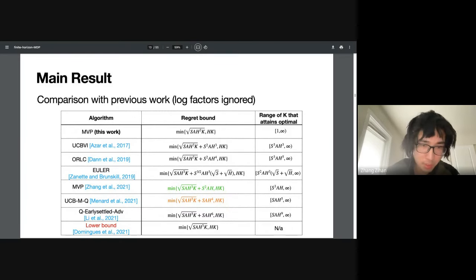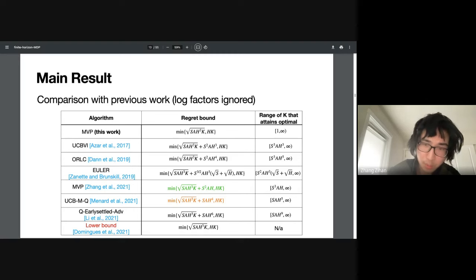Here is a table for related works. There is a long series of work for this problem. Since all regret bounds in this table are asymptotically optimal, it's sufficient to focus on the second order term. Before our work, there were two best previous works for the second order term. The first work, MVP, has the same name as this work, but the algorithm is slightly different. They achieved a second order term of S^2 A H.